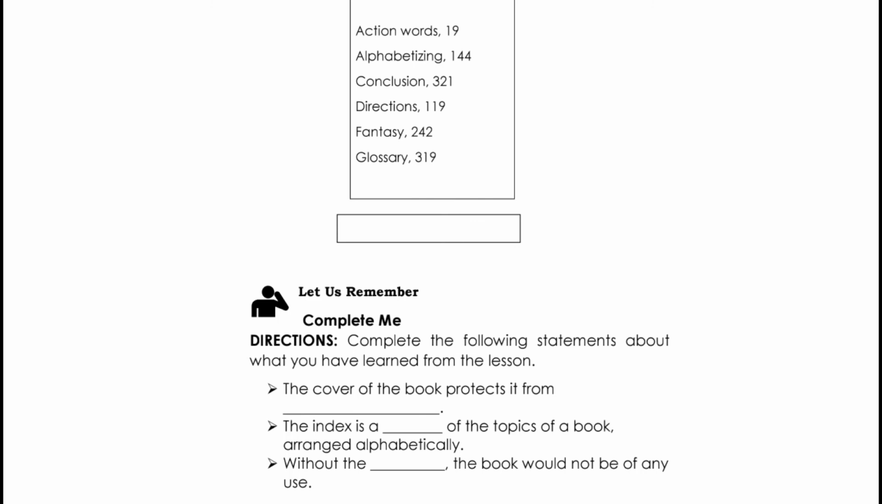Let us remember. Complete me. Directions. Complete the following statements about what you have learned from the lesson. The cover of the book protects it from blank. The index is the blank of the topics of a book arranged alphabetically. Without the blank, the book would not be of any use.